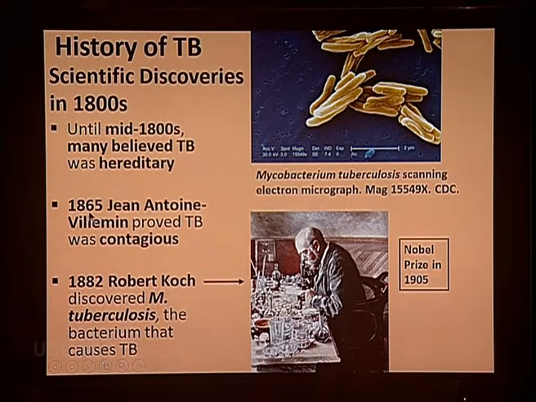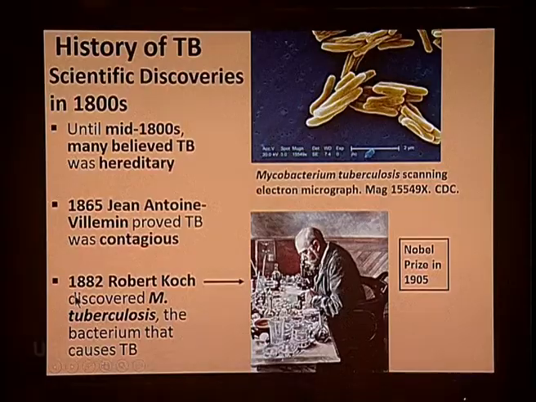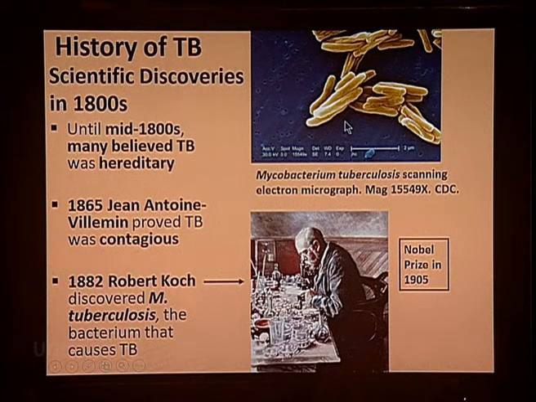But then in 1865, Jean-Antoine Villemin proved that TB was actually contagious, not hereditary. Then the major finding came in 1882 by Robert Koch, the famous German scientist, who discovered the causative agent of the TB disease, the bacteria Mycobacterium tuberculosis. He was awarded the Nobel Prize for this discovery in 1905. Here you can see a scanning electron micrograph of Mycobacterium tuberculosis.